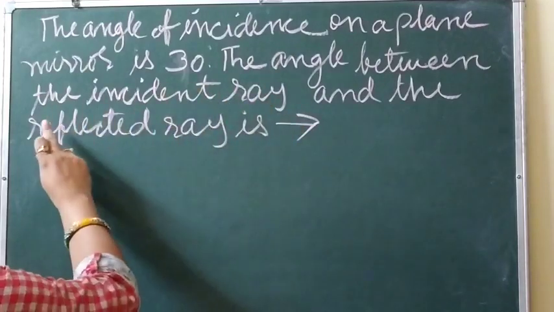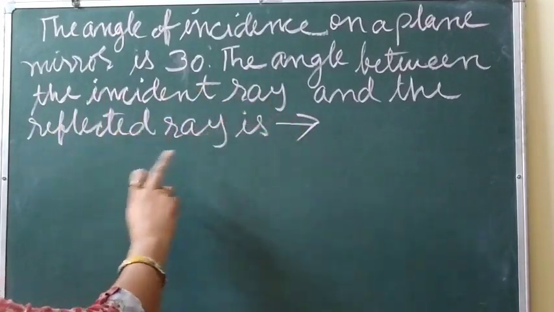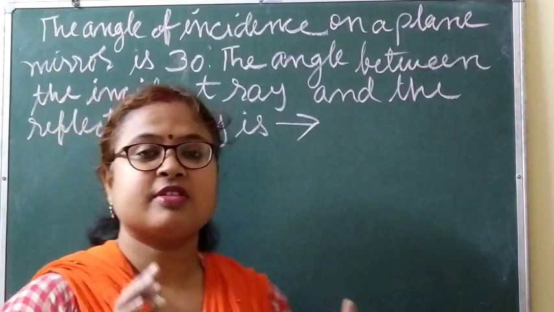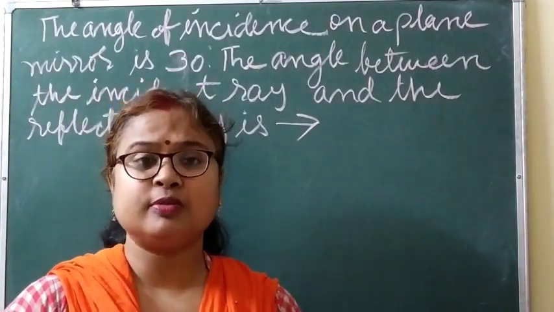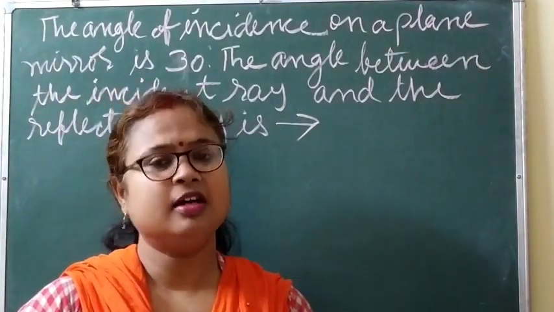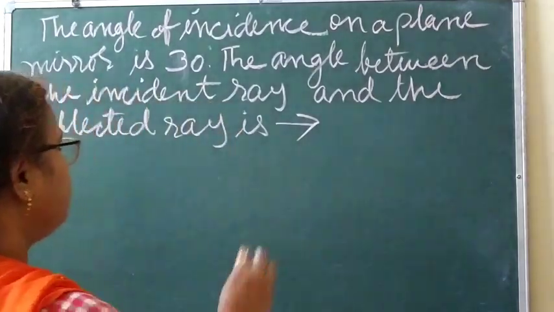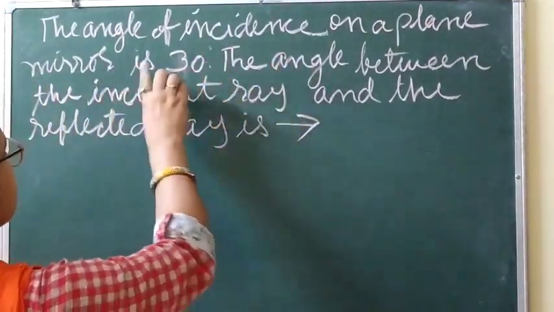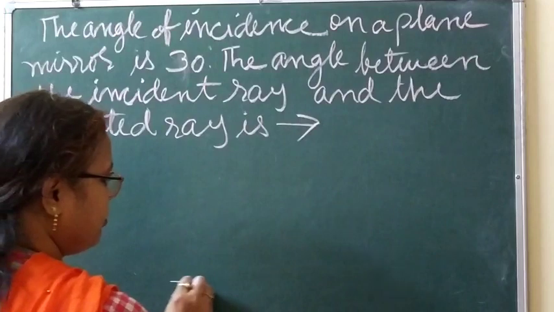Now the next question: the angle of incidence on a plane mirror is 30 degrees. I have to find the angle between the incident ray and the reflected ray. So let's solve it. The angle of incidence on a plane mirror is 30 degrees. So this is the plane mirror.